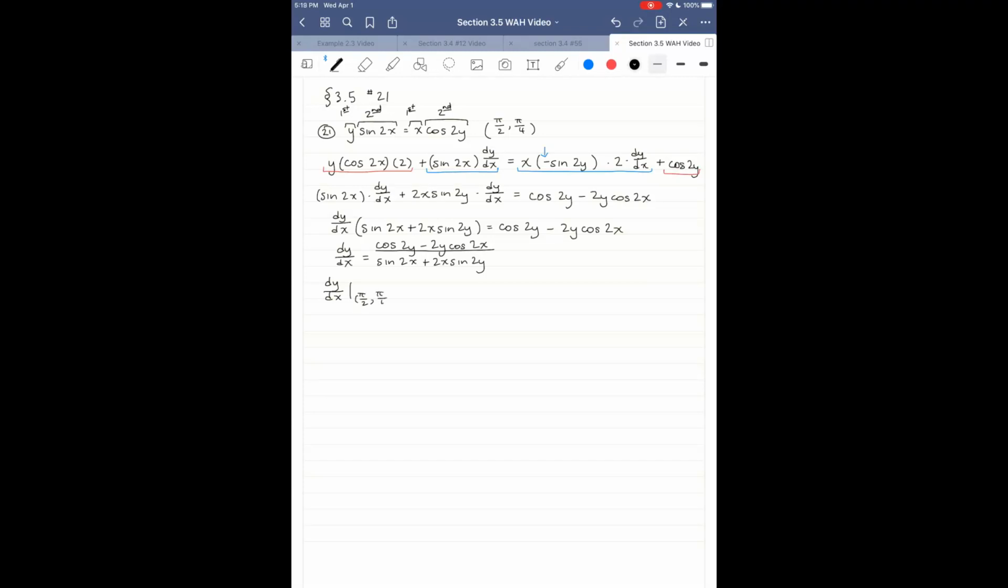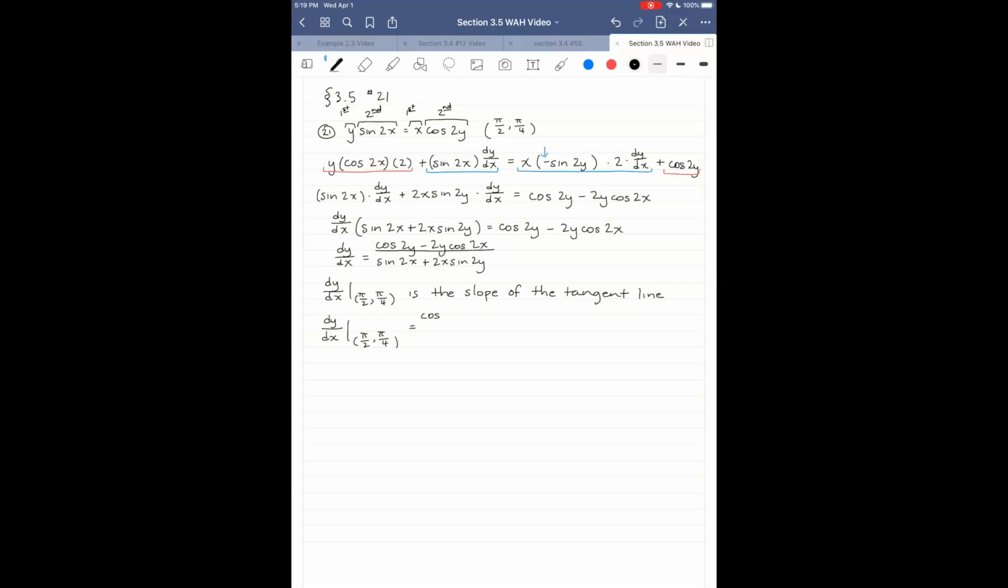All right, so I have dy/dx, and dy/dx evaluated at the point I was given, the tangent point (pi over 2, pi over 4), is the slope of the tangent line that I'm trying to find. And I was already given the point (pi over 2, pi over 4). So this is the last piece that I need to be able to come up with that tangent line equation. So I have to evaluate this dy/dx at the point (pi over 2, pi over 4).